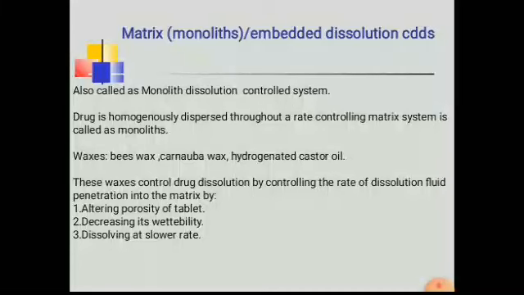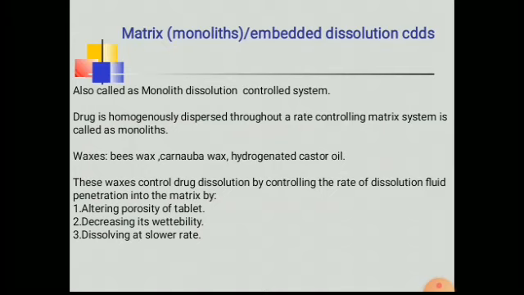Dissolution controlled drug delivery system we will study today. In the last class we studied the encapsulation delivery system. This matrix is also called a monolith dissolution controlled system. What does monolith mean? Homogeneity. One layer will be there, so that is called a monolith.